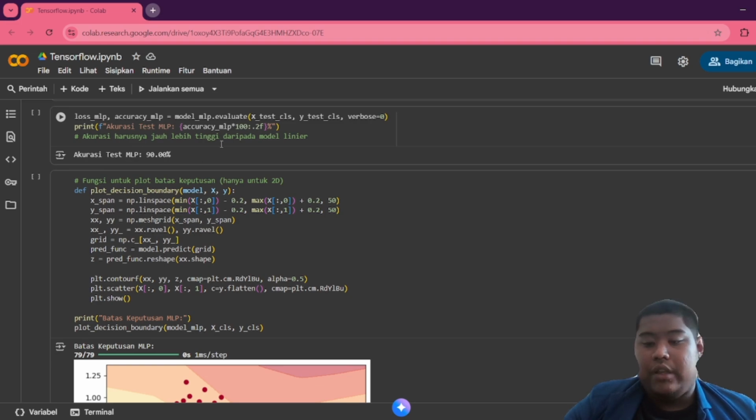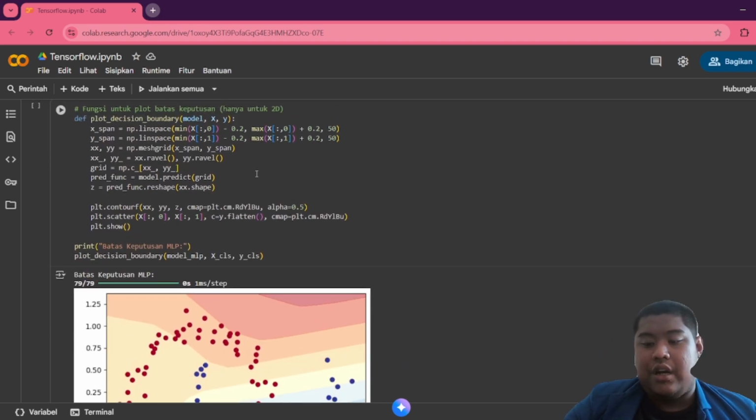Next, we evaluate the performance of our newly trained MLP model on the test data, and the MLP achieves a much higher accuracy of 90%, proving its effectiveness on nonlinear data.